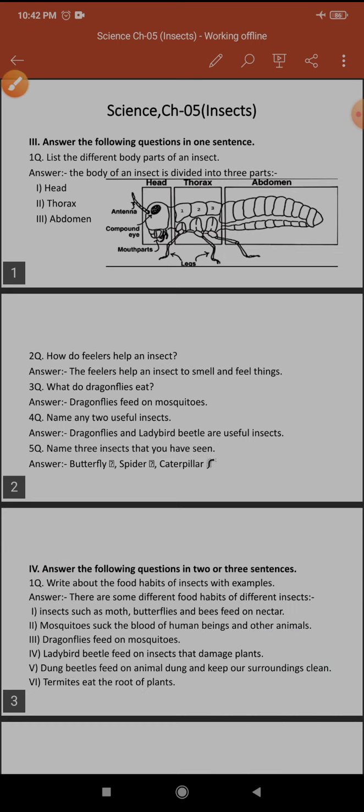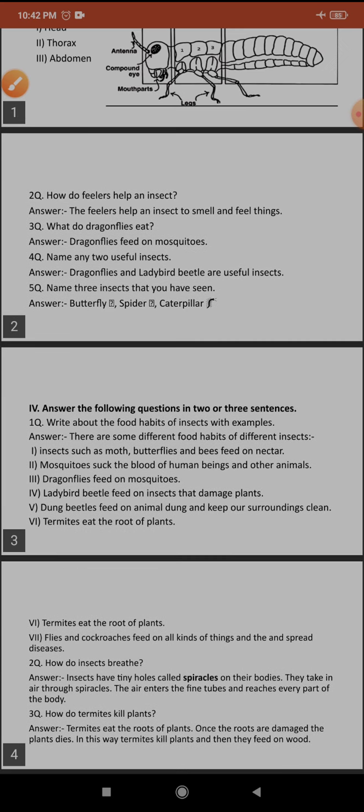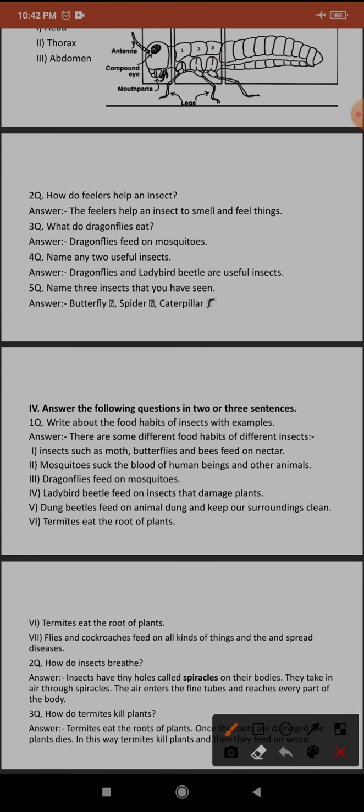Okay, now come to the next page. Okay, one more here. Termites eat the roots of the plant. Oh, here I have not deleted. Okay, the next is flies and cockroaches feed on all kinds of things, and they spread disease because they sit on dirt here and there, so they spread all these diseases.